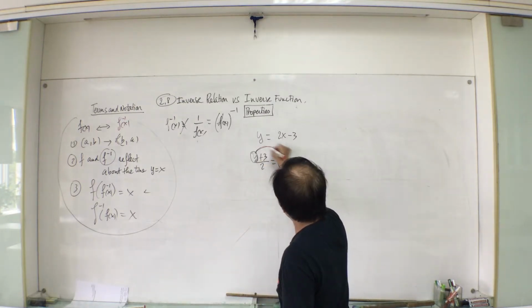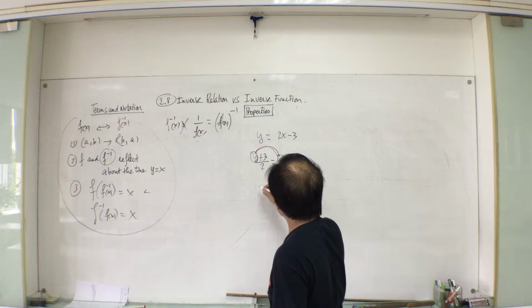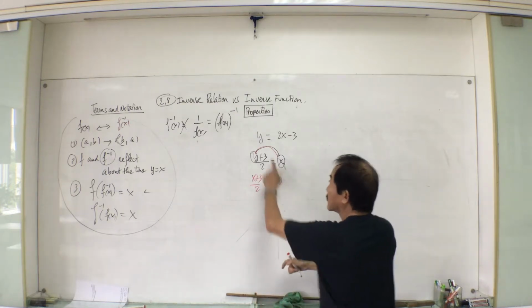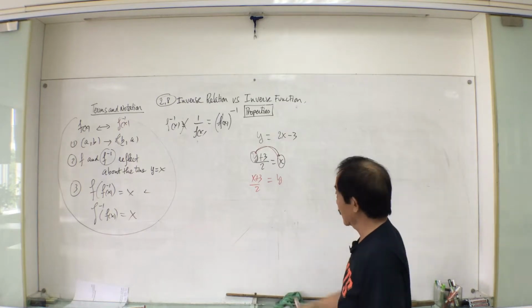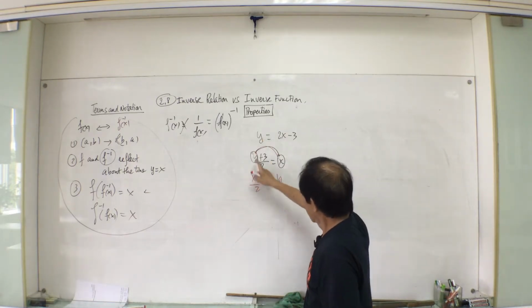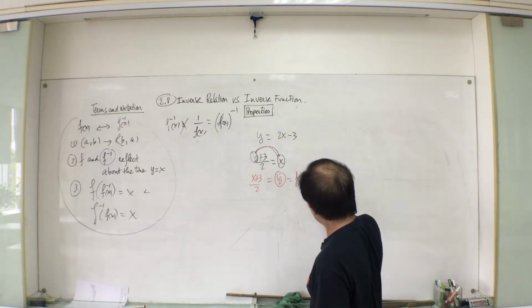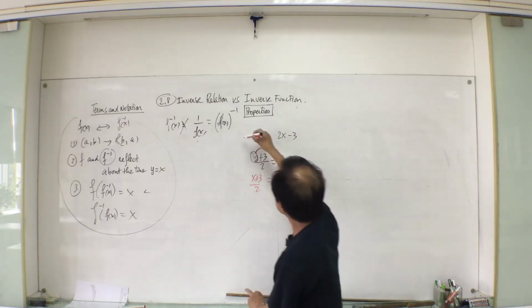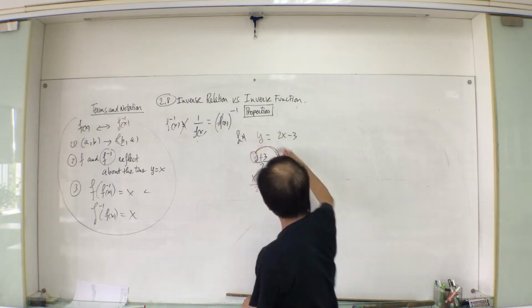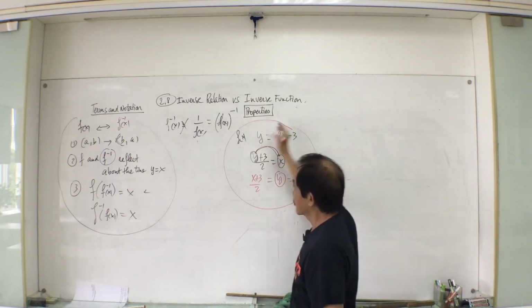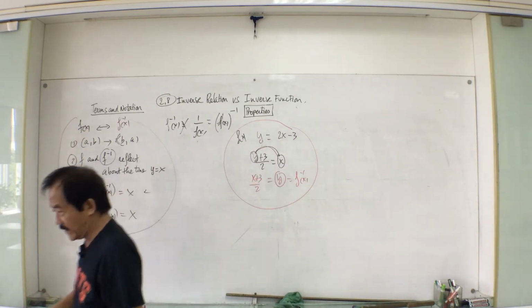So finally, I have the inverse in red here: y equals x plus 3 over 2. Now remember, this y here is no longer that y. After the switch, this y here is the inverse function of that y. If that y equals f of x, this y here becomes f inverse of x. So this is the first property we use to find the inverse.